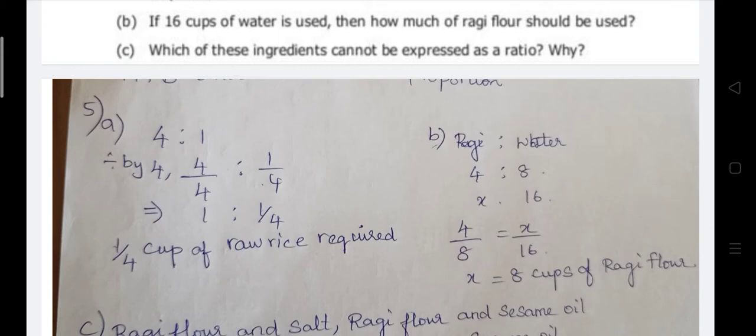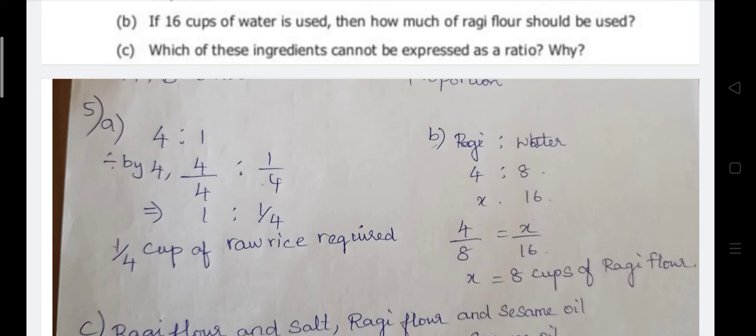x is equal to 8 cups of ragi flour. So for 16 cups of water you need 8 cups of ragi flour. Multiply by 2, otherwise find the equivalent ratios.